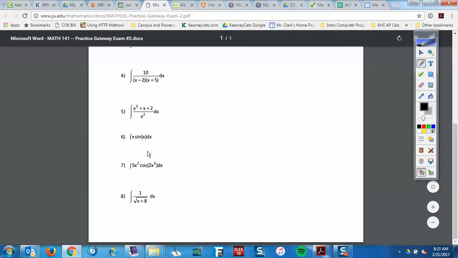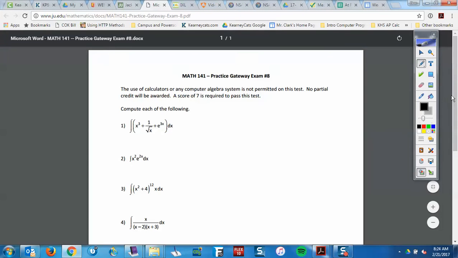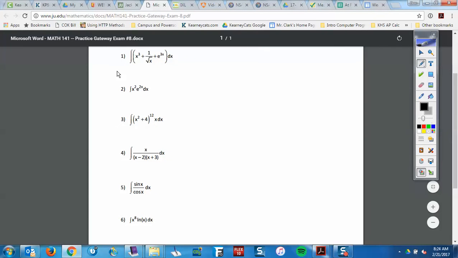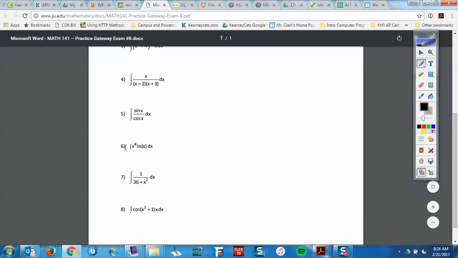If you go through these Jacksonville practice tests and you go to problem number 6, a lot of the time in these is just a kind of run-of-the-mill integration by parts that I would want you to do. I think this is the one. This would be an integration by parts you have to do twice because of that x squared. I would probably ignore that one. But here, number 6, that's just a really good integration by parts right there, right?